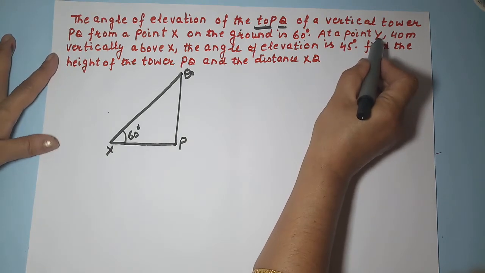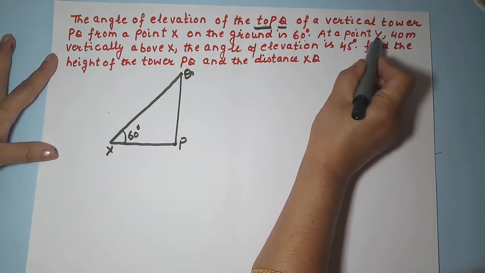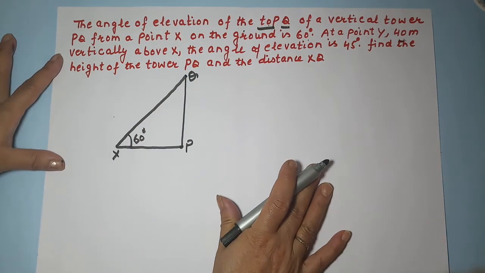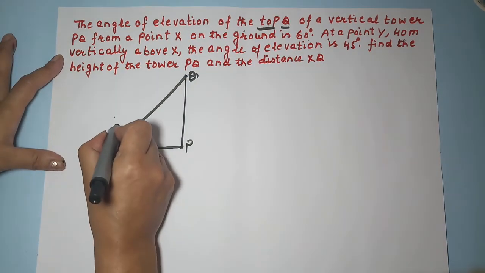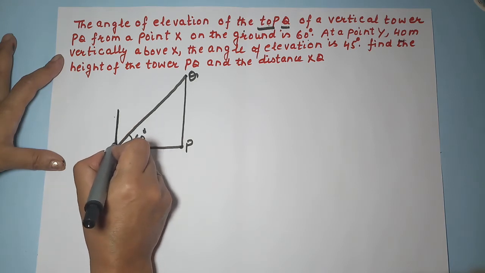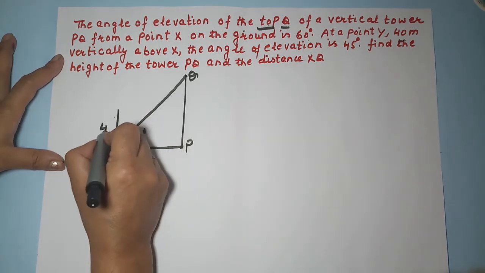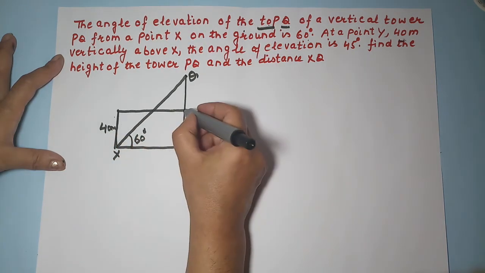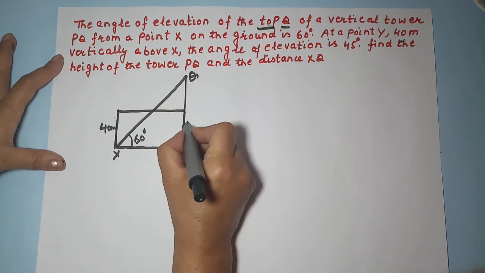At a point Y, now there is some other point Y which is 40 meter vertically above X. So there is a point Y which is 40 meters vertically above X. So this distance is 40 meters. If we join this, that means this distance also becomes 40 meters, right?